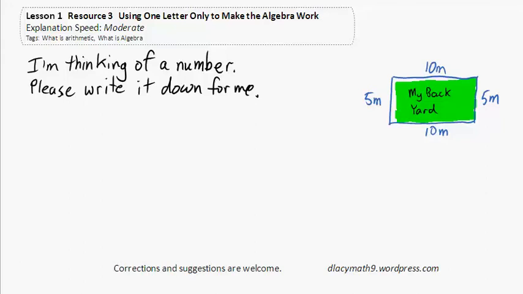Well, I'm thinking of a number. Please write it down for me. Your answer should be, well, no, because I don't know what the number is. You haven't told me. But let's play a game here. I want to let you in on my secret. The secret is that the number is 5. The only way you know is because I told you.